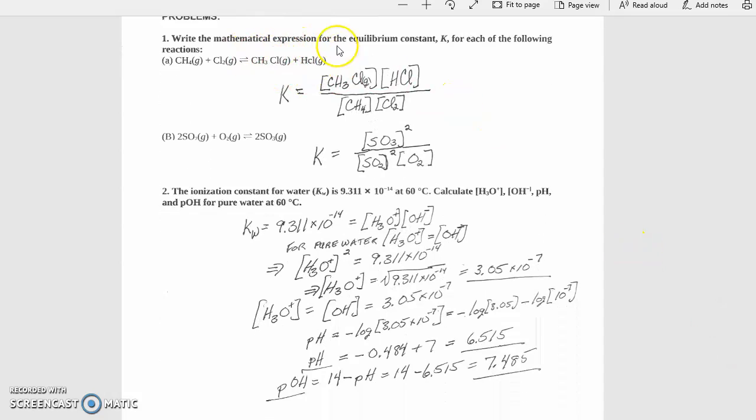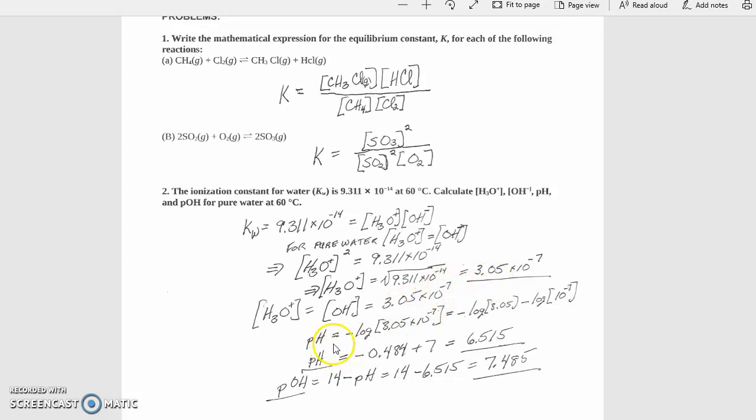You have your products in the numerator, your reactants in the denominator, and if there's a coefficient, it's raised to that power. Here, pH is 7 only for a deionized solution, only at normal temperature. If you raise the temperature, you get a different hydrogen ion concentration. So for pure water, these concentrations are going to be the same. So this is squared, and your hydrogen ion concentration in both of these cases is going to be 3.05 times 10 to the minus 7th.